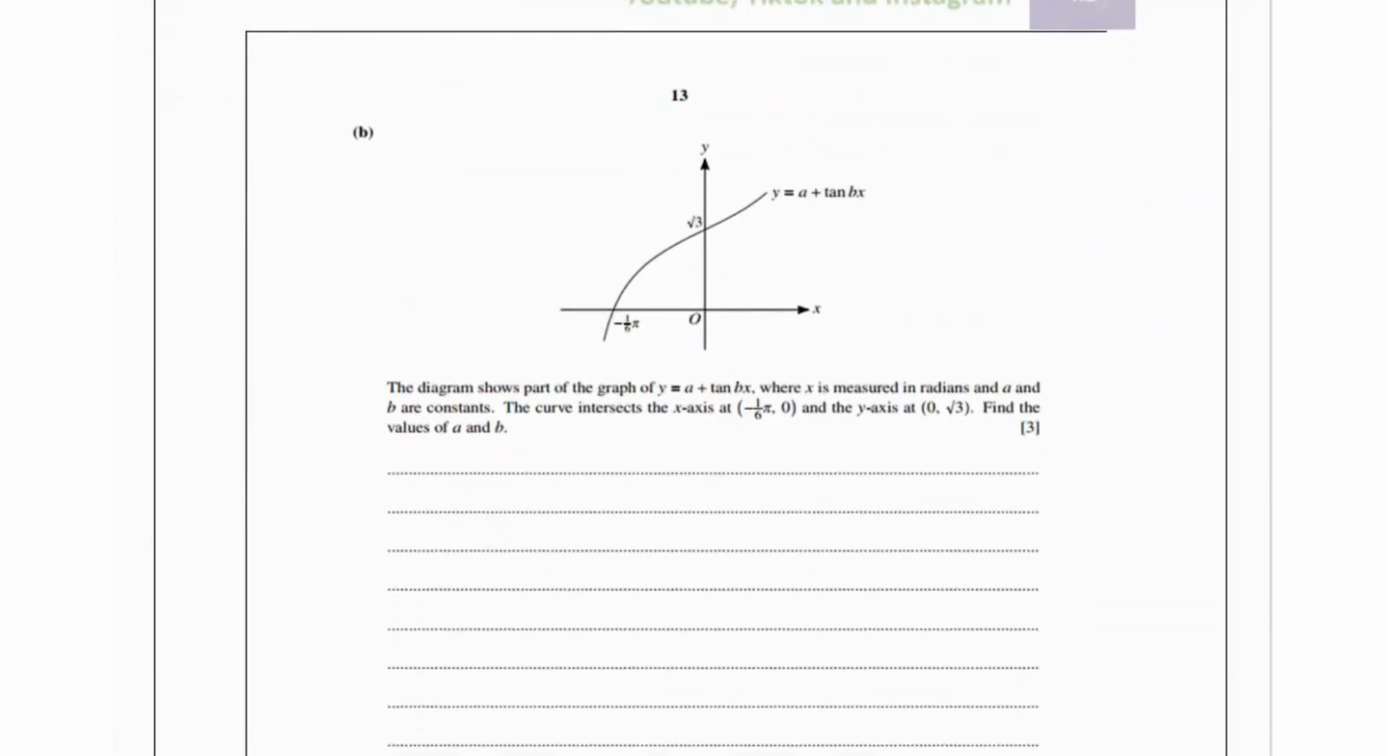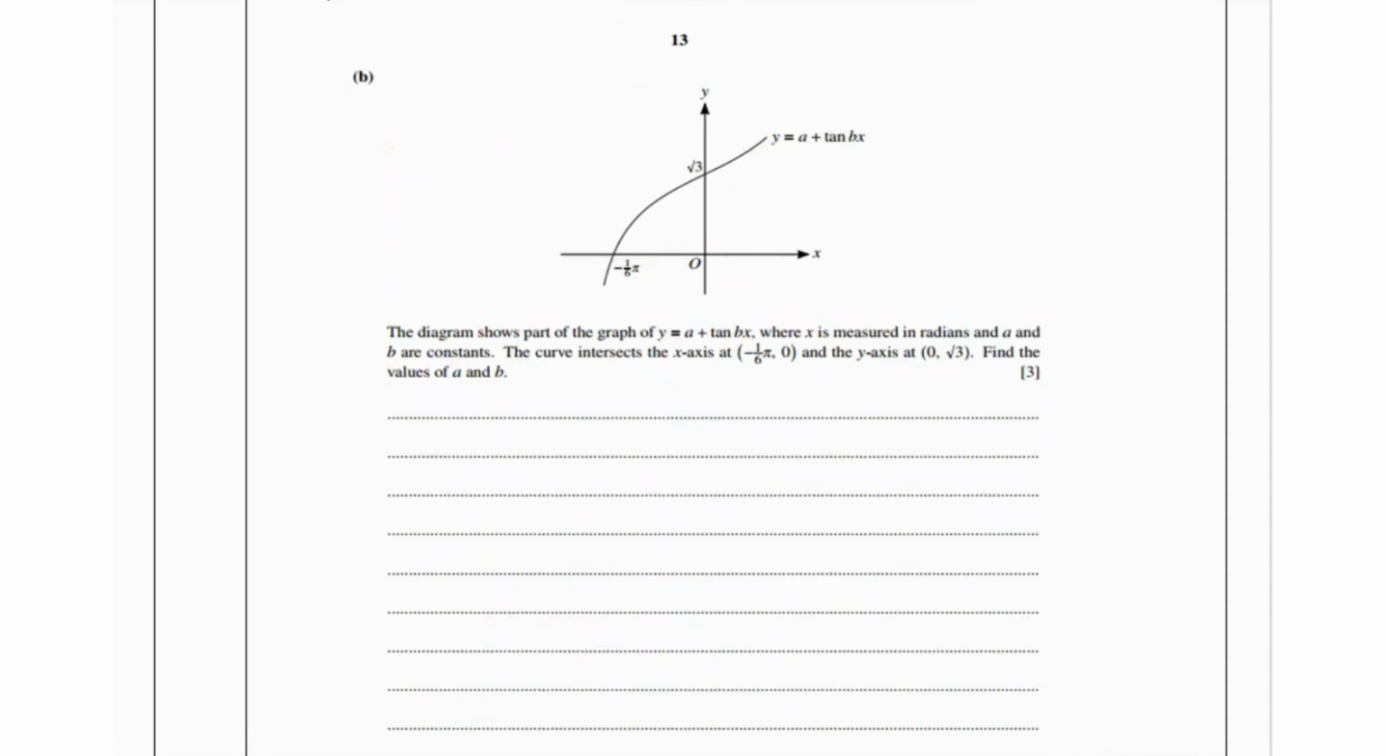The diagram shows part of the graph of y equals a plus tan bx, where x is measured in radians and a and b are constants. The curve intersects the x-axis at negative 1 over 6 pi, 0 and the y-axis at 0, root 3. Find the values of a and b. So we make two equations, solve them simultaneously and find the values of a and b. One equation is going to be 0 equals a plus tan of b times negative 1 over 6 pi. And the other one is going to be root 3 equals a plus tan of b times 0.